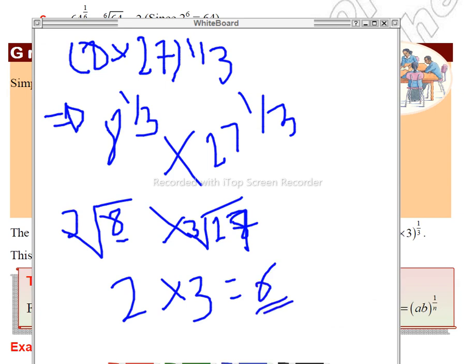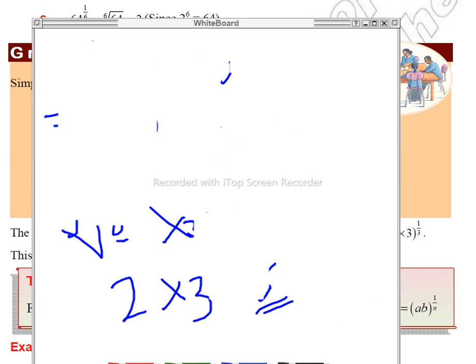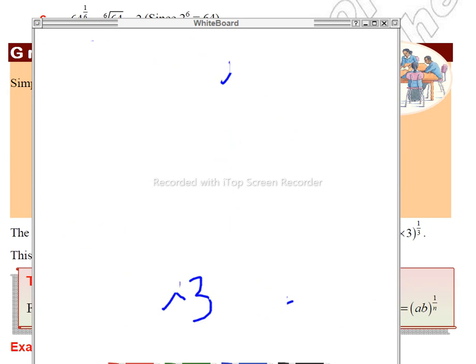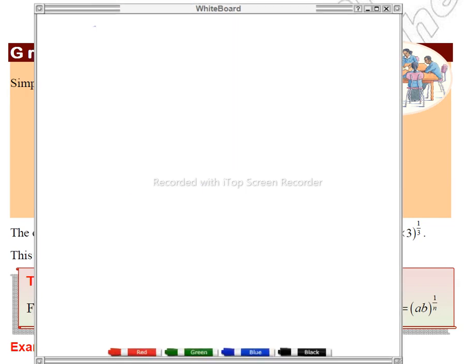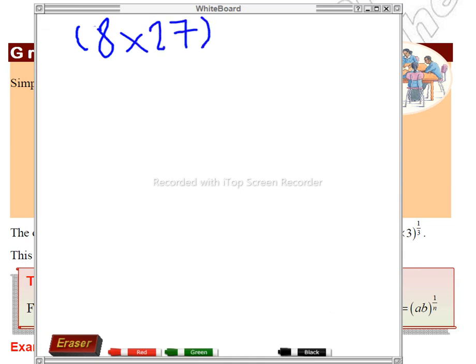And in other way, you can do this in another way. Let us do it in another way. I can do this with another way. The given question says that in the bracket 8 times 27, the whole to the power of 1 over 3. The given question is like this.